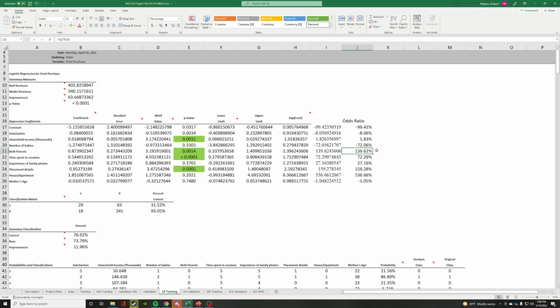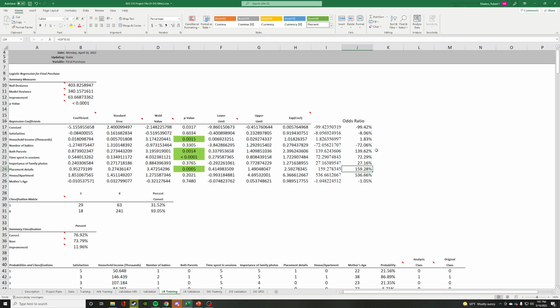Pretty substantial, so both parents does tell us a lot. And then time spent, which is the most significant, or most relevant, I should say, explains the most about the dependent variable. Every hour, it's a 72% increase. So very important stuff. Does substantially increase their likelihood to purchase. And placement details as well. Placement details, 159%. So whether or not they elected to have placement details is very important.